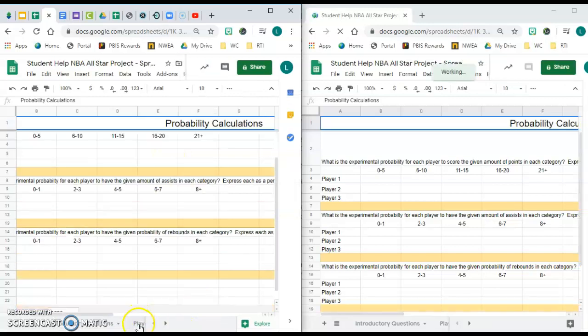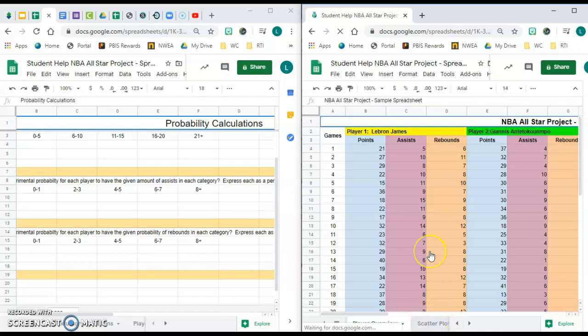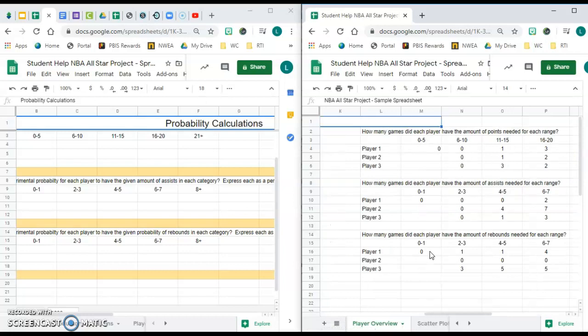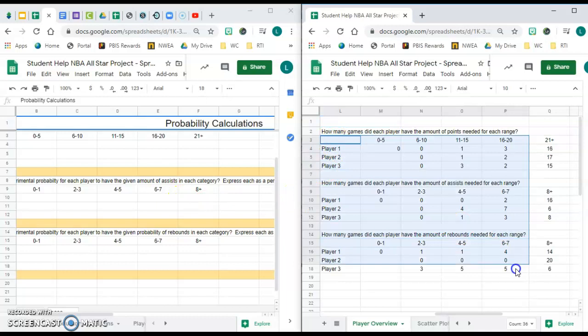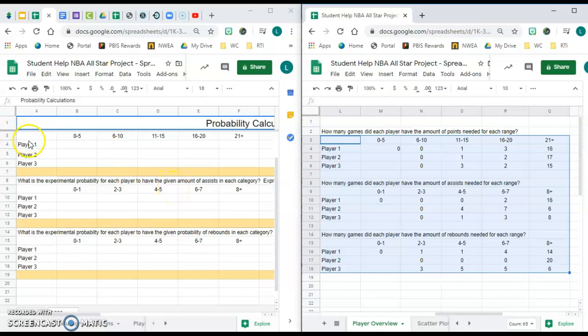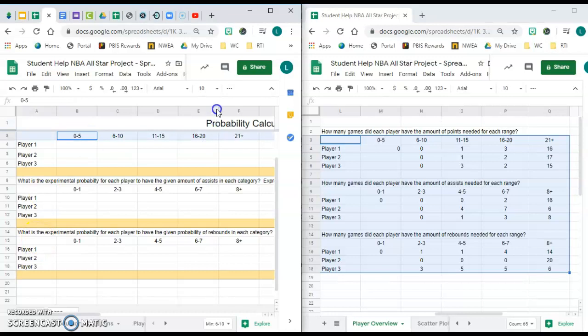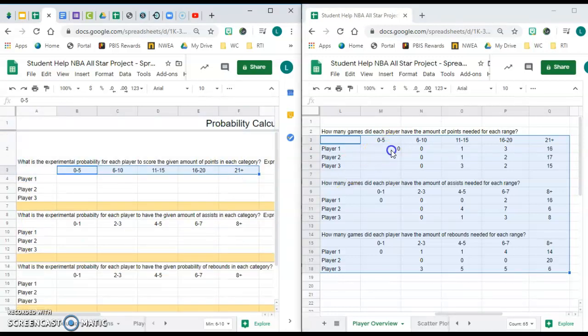Then on one of them, you are going to go back to your player overview page. So you should have your player overview page, the day 1 page, and your probability calculations page open. The frequency table that we did on day 1 actually goes along with what we are doing today, and you can see they correspond pretty well. For points, it has the same exact thing at the top of your section on your frequency table.